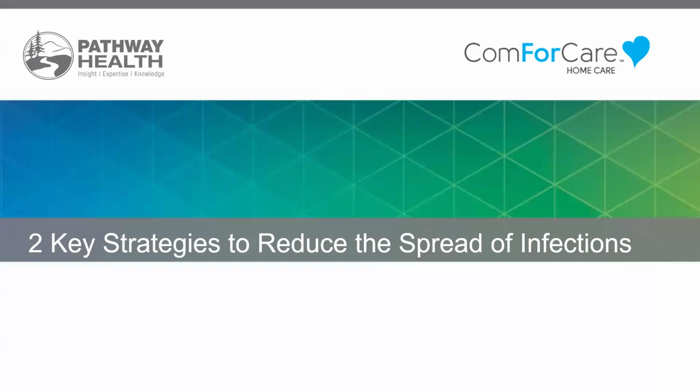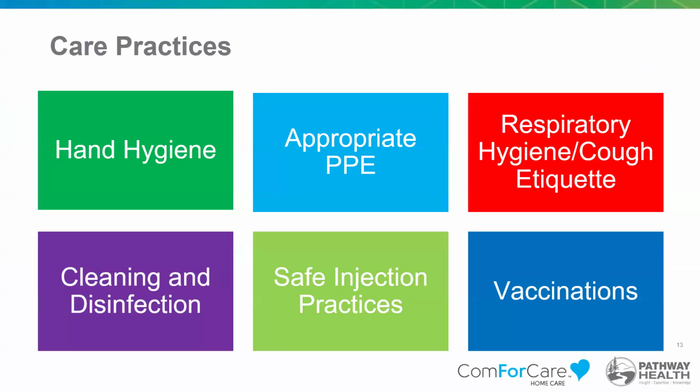So now we are going to talk about strategies to reduce the spread of infections. And we will actually be talking about more than two strategies today, but with the objectives, they say that you should be able to identify at least two of the strategies when the program is completed. So there are many care practices that are important for the spread of infection, as many of you know. But today we're going to discuss six key areas that are important to prevent the spread of infection.